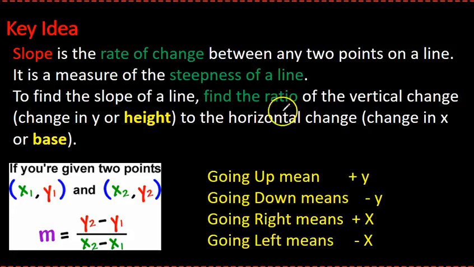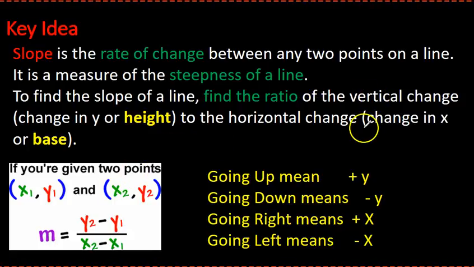So remember that a ratio will always have an order. Order is very important. So if it is changing y over changing x, you have to keep it that way. You cannot do changing x over changing y. Okay, the vertical over the horizontal. Remember that the horizontal, the x, is the independent variable. The independent variable is always in the denominator.